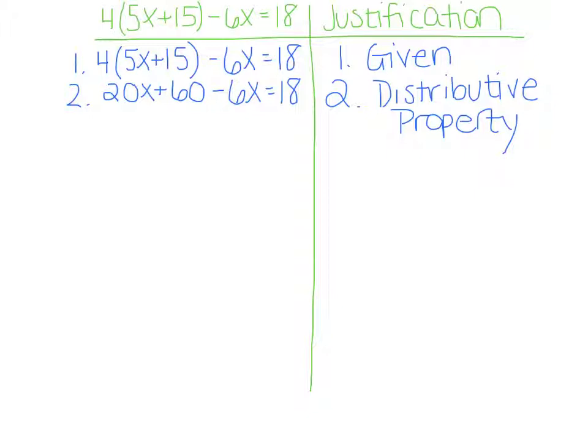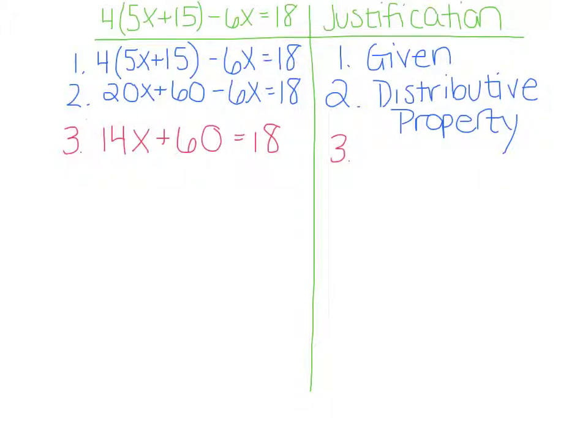Next, you can start moving things to one side, or, as I've been telling you, combine like terms. Look at this side of the equation, and I see that I have a 20x and I have a negative 6x. Hopefully you're saying to yourself, oh, that's easy. 20x minus 6x is 14x. So my step 3 is I'm going to combine like terms. I'm going to combine 20x with negative 6x and get 14x. I'm going to have plus 60 equals 18.